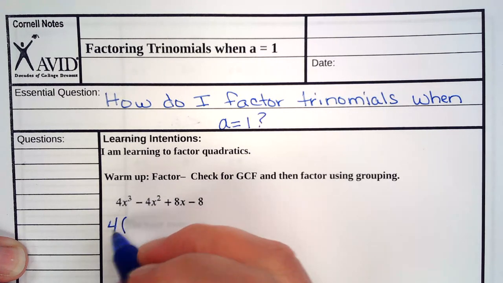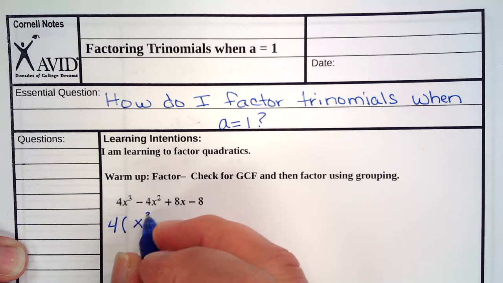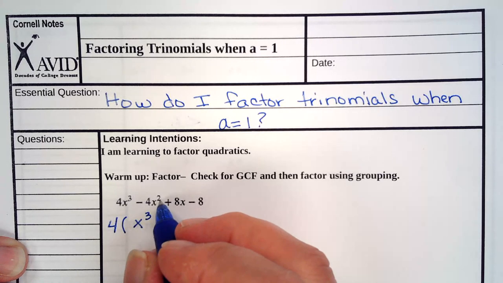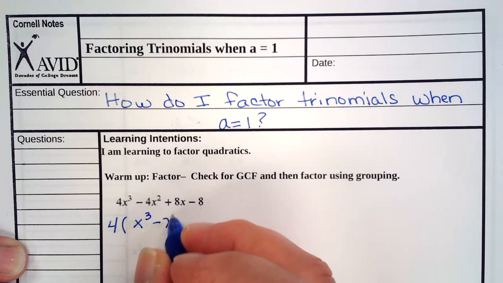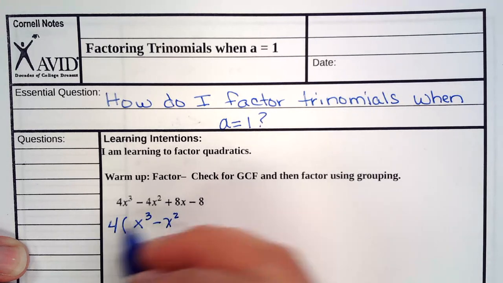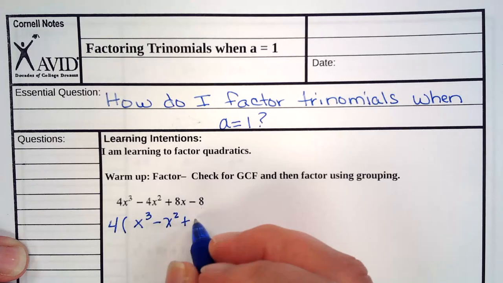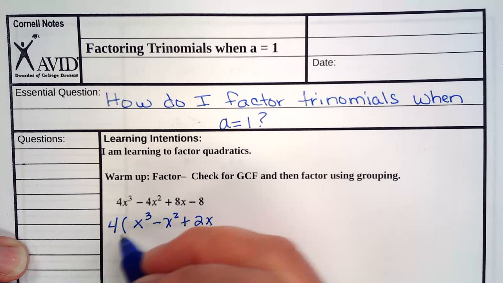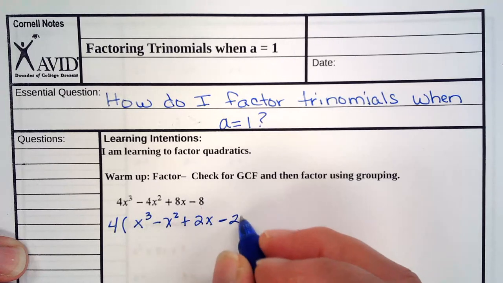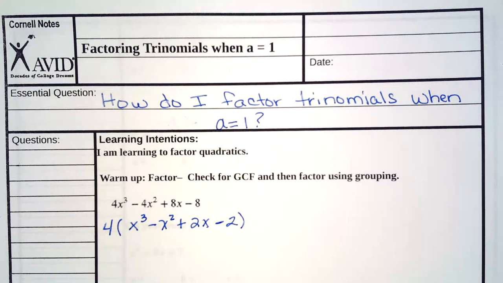4x to the third divided by 4 is x to the third. Negative 4x squared divided by 4 is negative x squared. 8x divided by 4 is 2x, that's plus 2x. Negative 8 divided by 4 is negative 2. So I factored out the GCF. Now I'm going to factor by grouping.